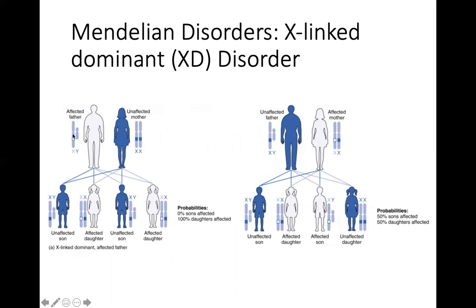Okay, for example, itong affected father, XY, XY, XX, and XX. Itong lighter color, yan yung affected na mutant gene. So, lahat na may light colored, affected na mutant gene, kasi dominant eh, it will give you the effect. Or ibig sabihin, affected yung daughter mo kasi dominant niya.